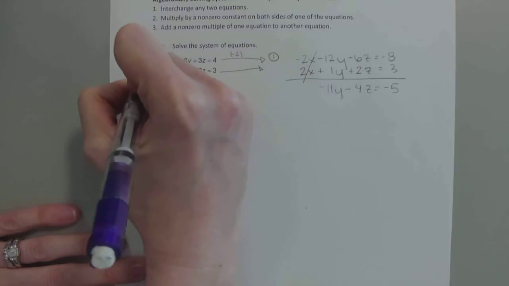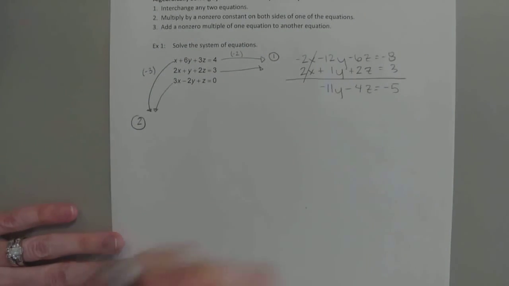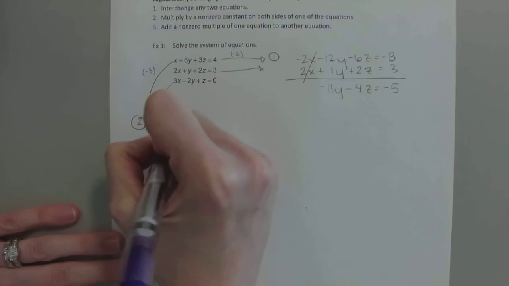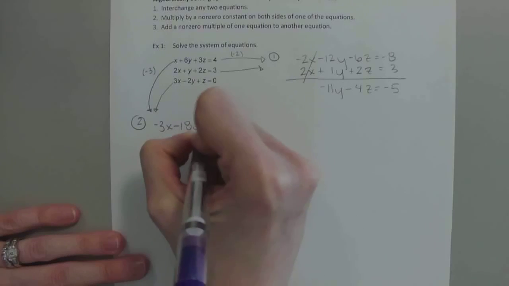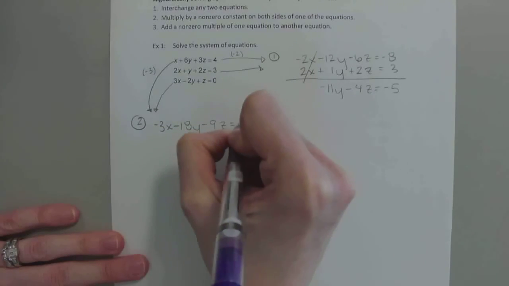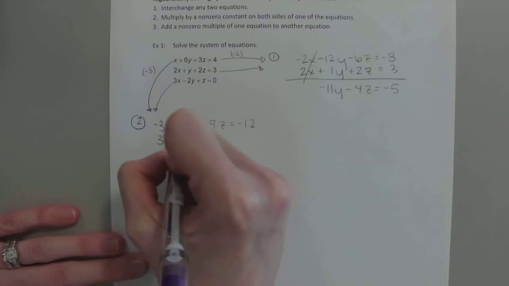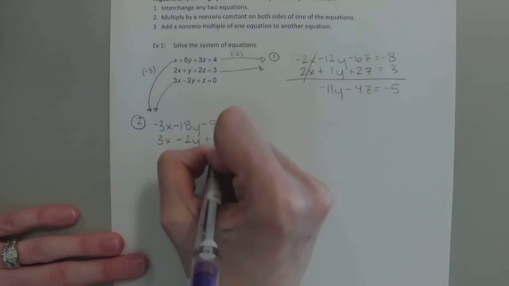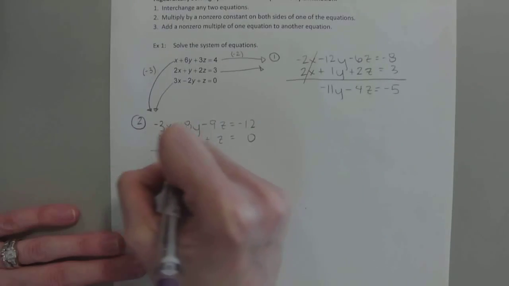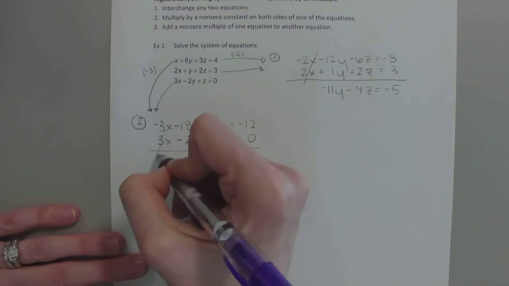So this will be step number 2. But again, I'm going to leave my second one alone, and I'm going to multiply the top one by a -3, because I want my x's to cancel out again. So this will be -3x minus 18y minus 9z equals -12. Is that okay? Just multiplied all those coefficients by -3. And then he's going to stay 3x minus 2y plus z equals 0.